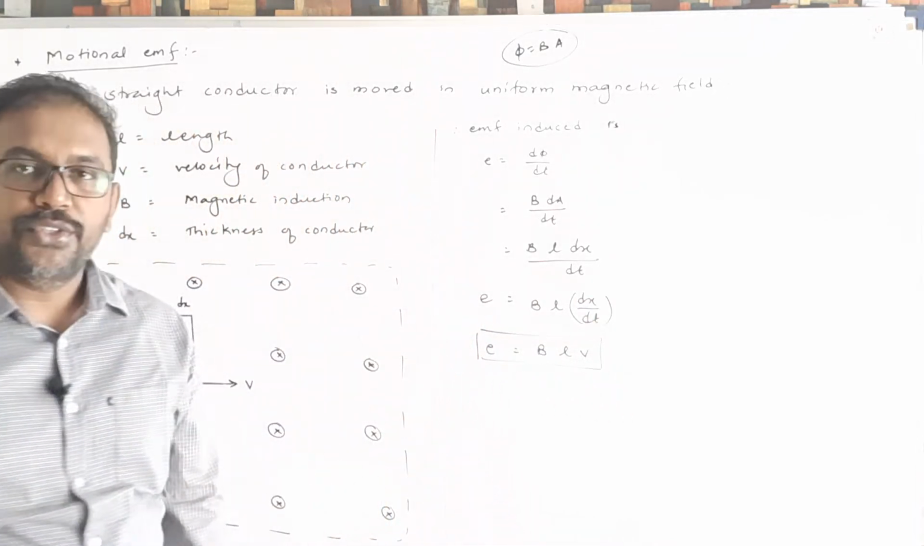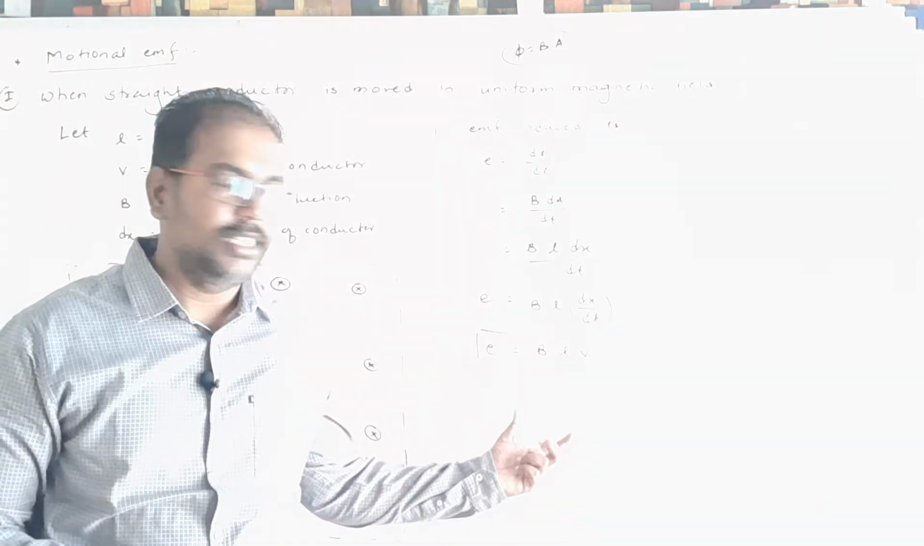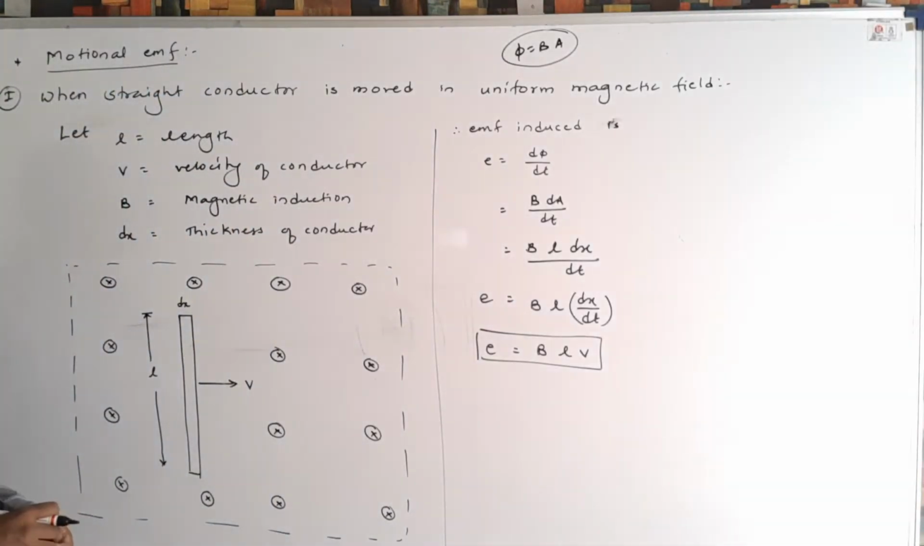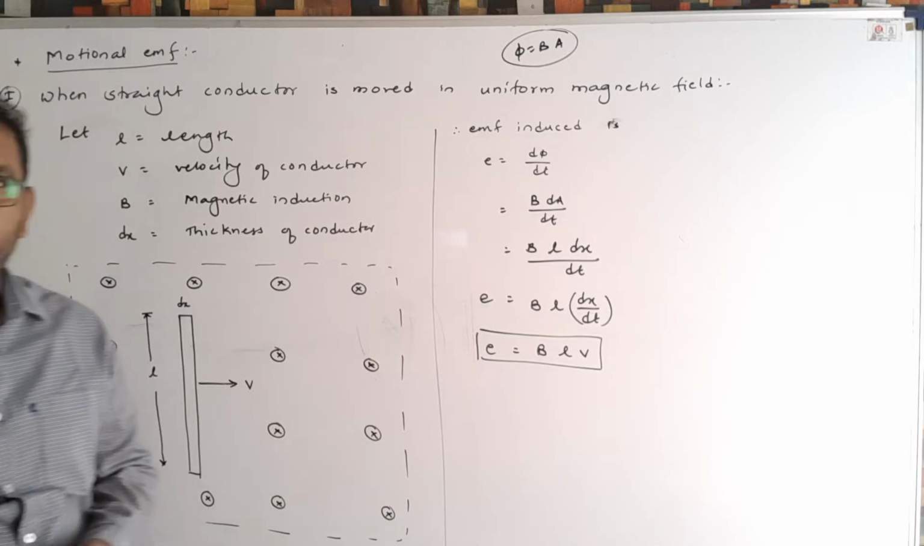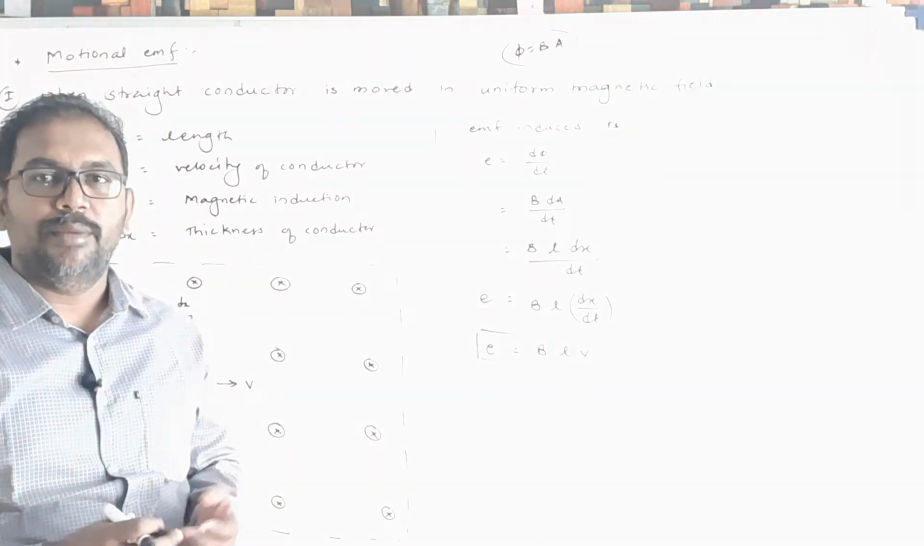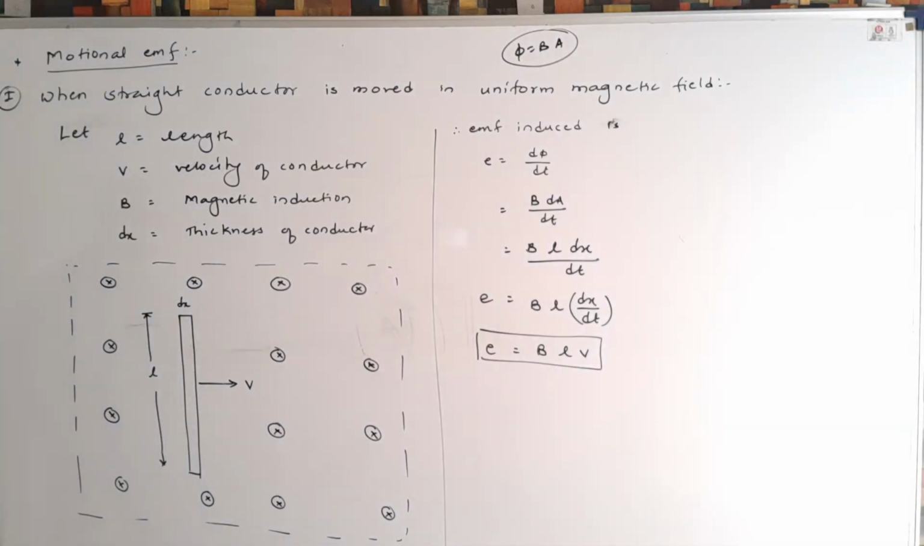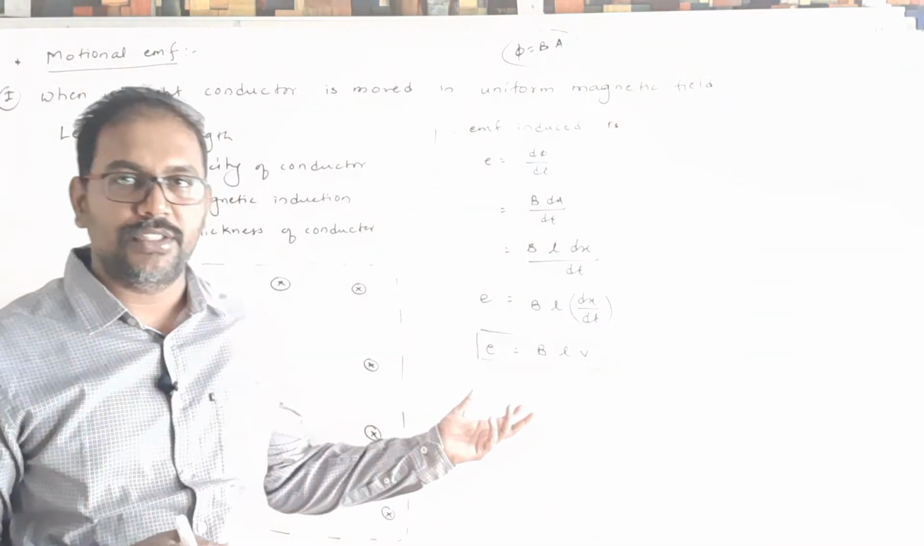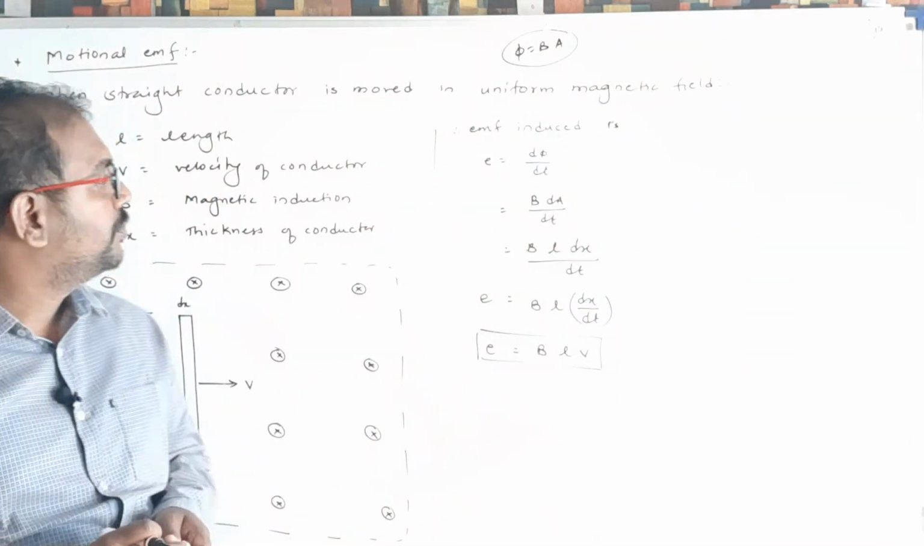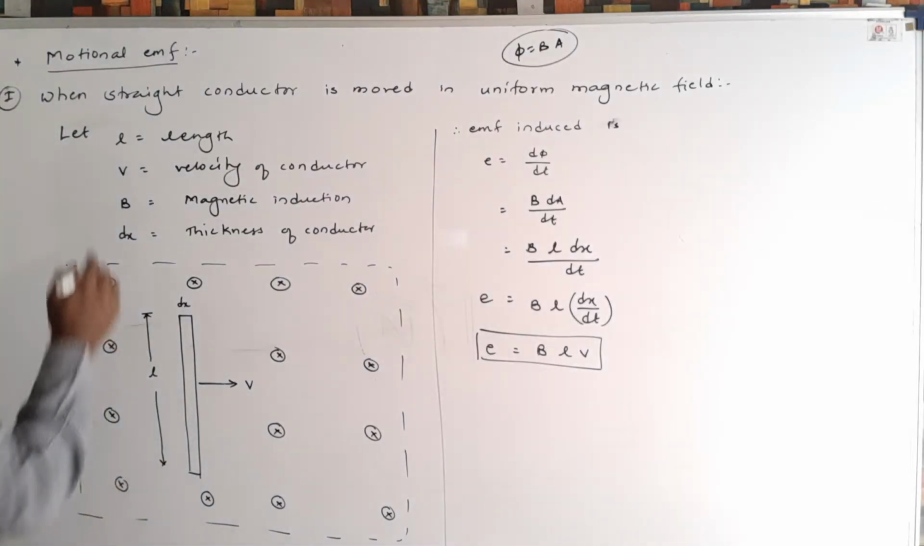So the EMF induced in a straight conductor is BLV. Remember this formula very well from the problem point of view. A problem may be asked in which a straight conductor of given length is moved in a uniform magnetic field of induction B, and we have to find the induced EMF. Then we can use this formula. I hope you understood. Now the second case we have to discuss here.